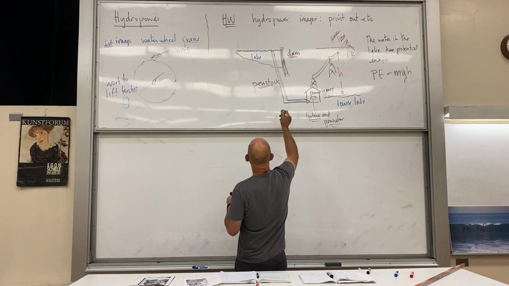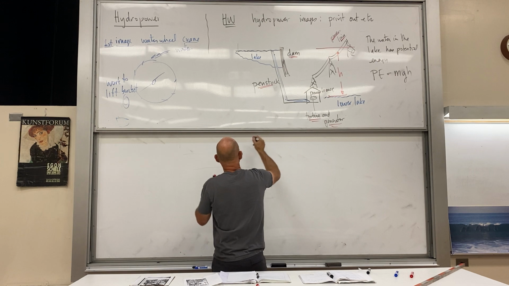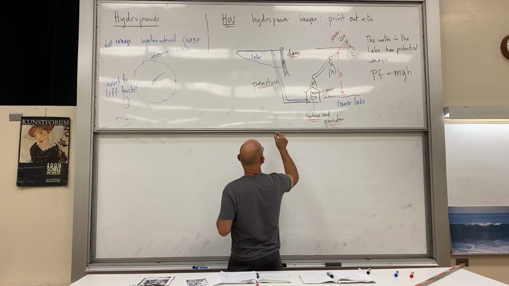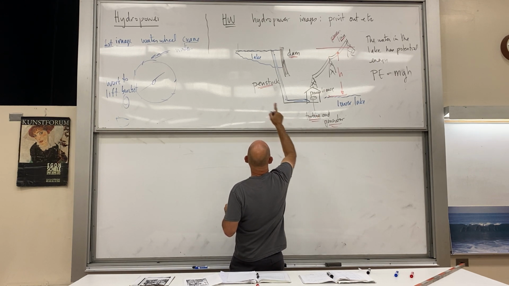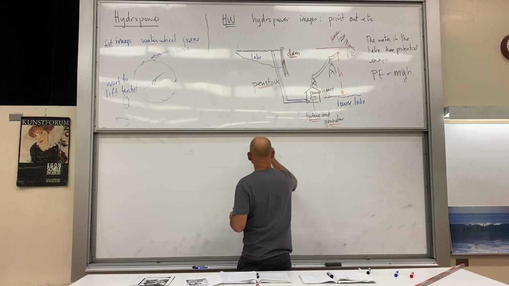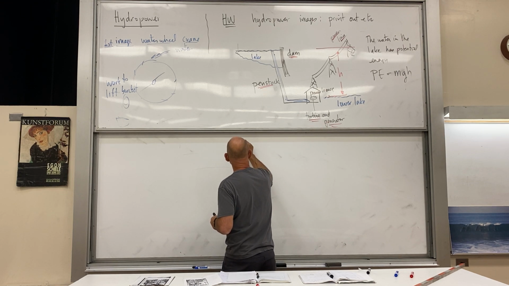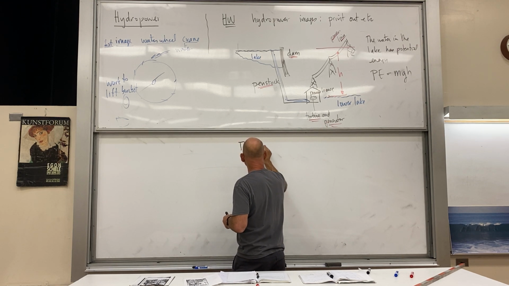So next, hydropower. I have some images of this stuff. I have labeled it. I've got my H. I've got the lake, potential energy. So next, we're going to talk about the power formula.